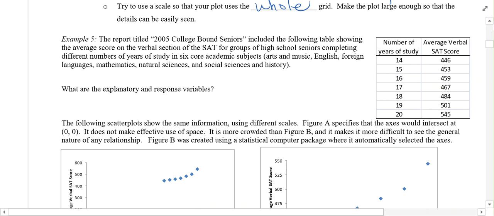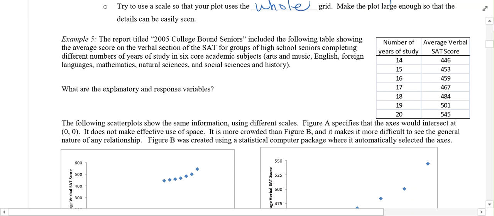Okay, so here's an example of that. The report titled 2005 College Bound Seniors included the following table showing the average score on the verbal section of the SAT for groups of high school seniors completing different number of years of study in 6 core academic subjects. So art and music, English, foreign language, math, natural sciences, social sciences, and history. Okay, so the number of years of study means like, oh, if you have 4 years of math and 4 years of English, and you're going to add up all those to get your total number of years of study for all those courses.